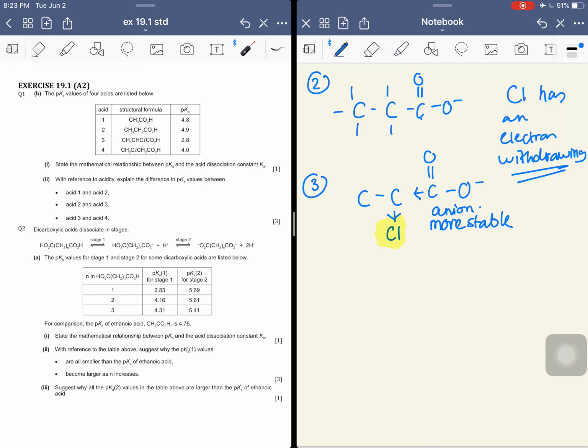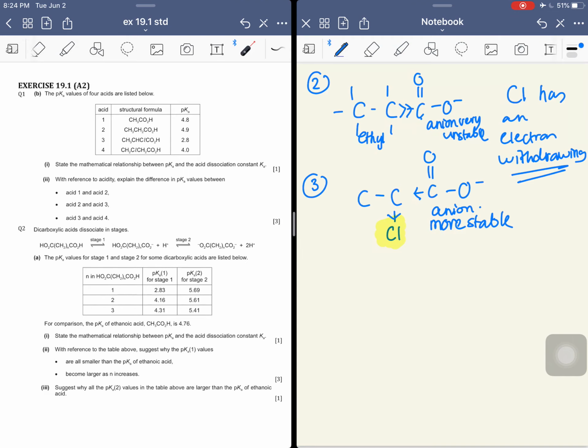As opposed to anion number 2, you do not have a chlorine to take away your negativity. In fact, you have an ethyl group, which is electron donating. This anion, anion number 2, is very unstable. Okay, so when you look at 1 and 2, 1 is more stable. 2 and 3, 2 is less stable than 3. Okay, so you have to look at them relative to one another.